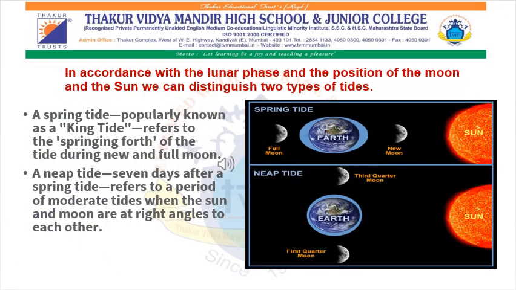Today we are going to learn types of tides in accordance with the lunar phase and the position of the moon and the sun. As we have seen, according to the height of tide, we have divided tides into high tide and low tide. Now, in accordance with the lunar phase, when full moon or new moon is there and the tide comes, that is called a spring tide. And a neap tide refers to the period of moderate tides when the sun and the moon are at right angles to each other.